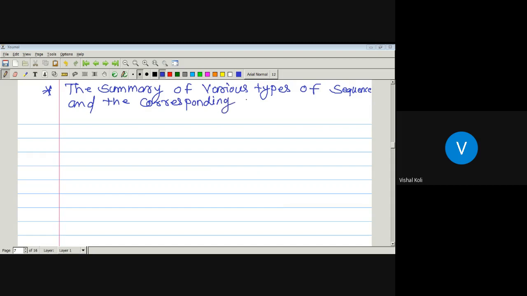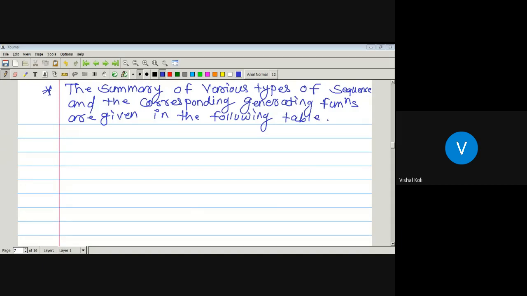Corresponding generating functions are given in the following table. Here there is a table in which there are the general terms of the sequence and its corresponding generating functions. Let us find out the table here.